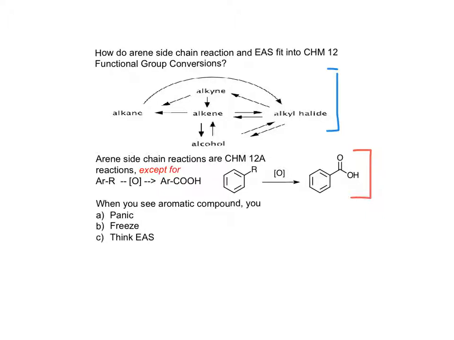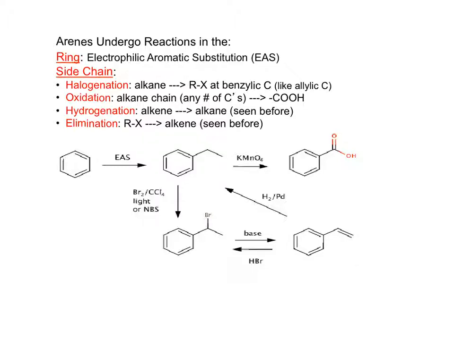So, when you see an aromatic compound or any organic compound, you will not panic, you will not freeze, but you will apply those organic chemistry skills, such as identifying structural features to determine the reaction type, and then using curved arrows to show how bonds break and form from a nucleophile to an electrophile. We will look at these 4 side chain reactions.